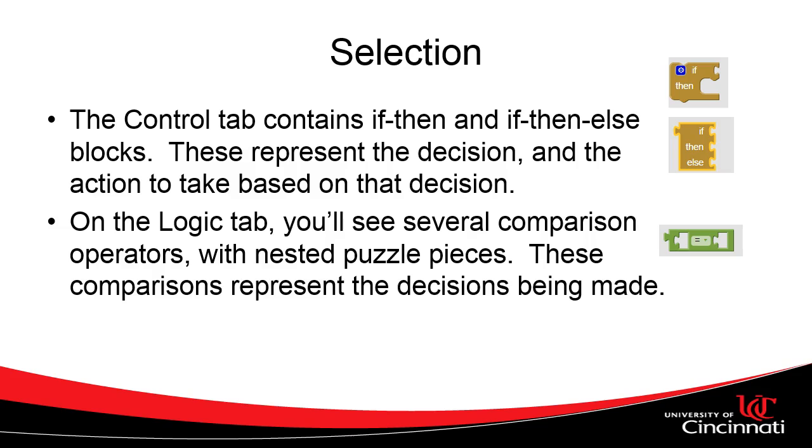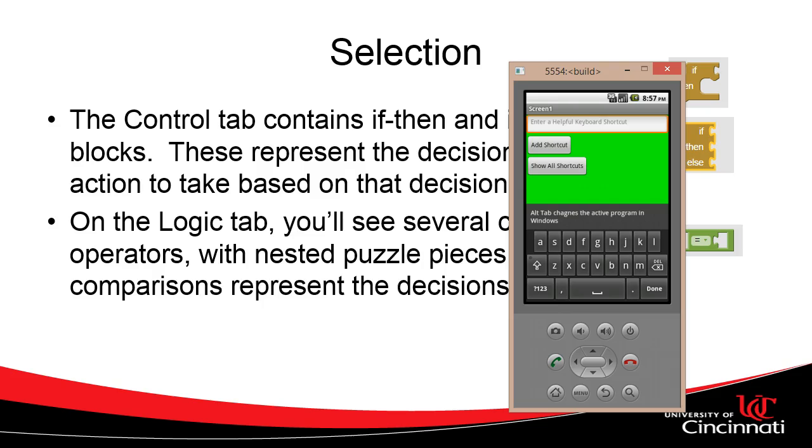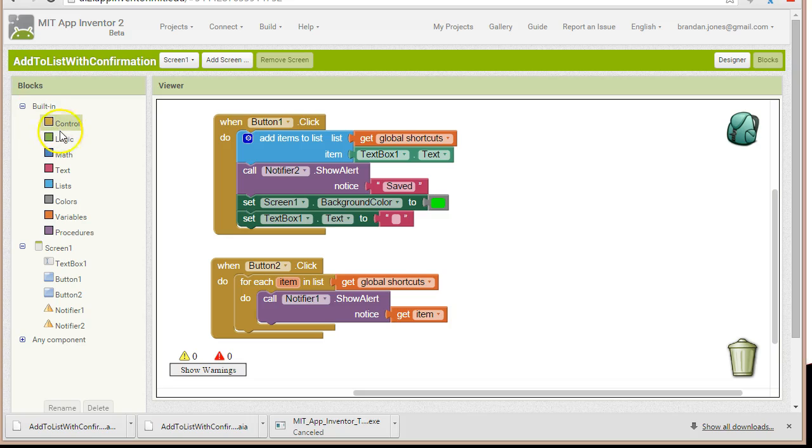So selection is where we want to make a decision and then do some behavior based on the outcome of that decision. We're going to use the control and logic elements here.